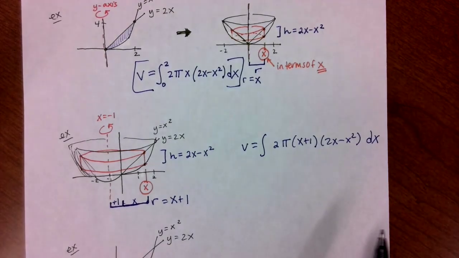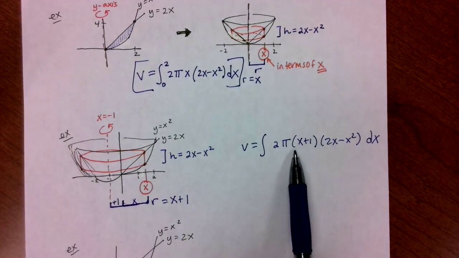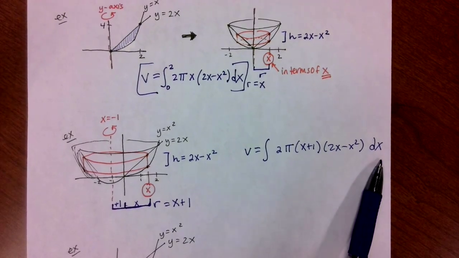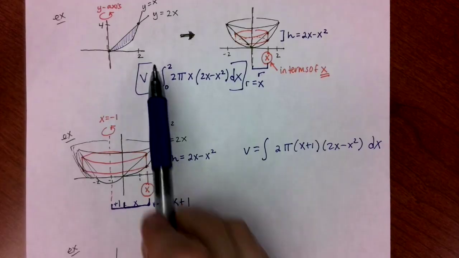And then we set the bounds of integration. We know they should be x values because this whole integral is in terms of x. Again, your default can just be the x values of the starter region, 0 to 2.